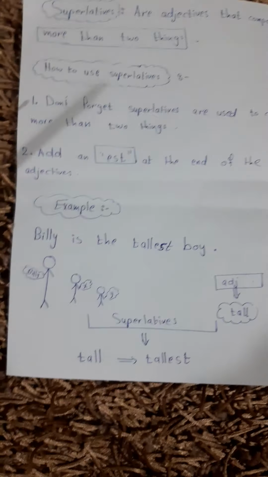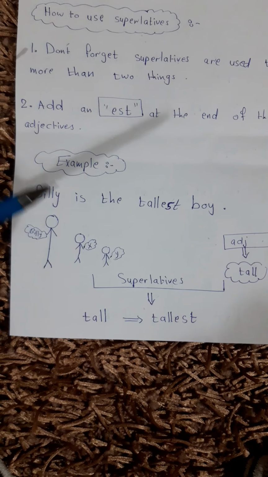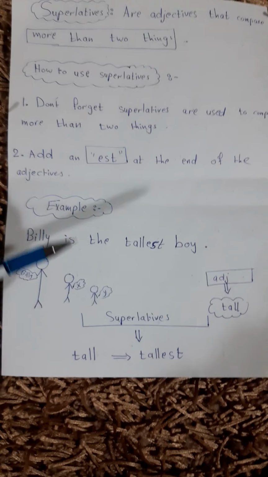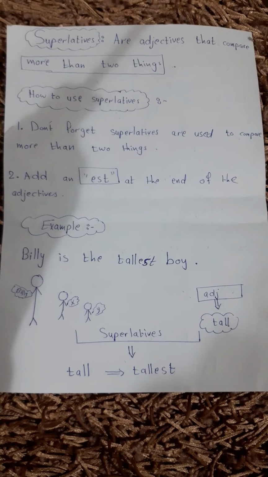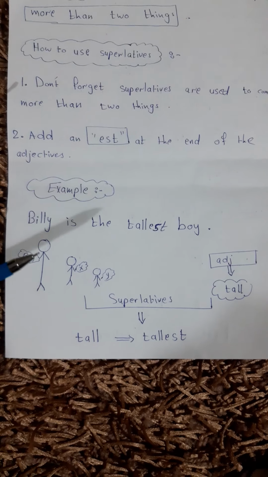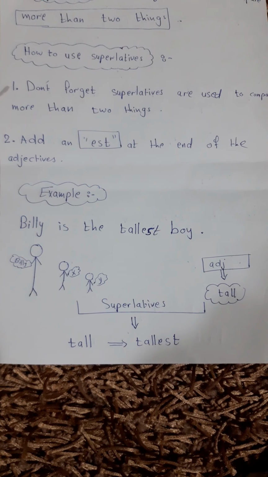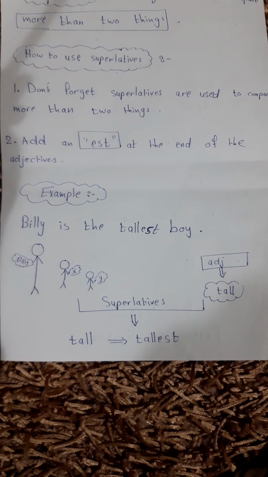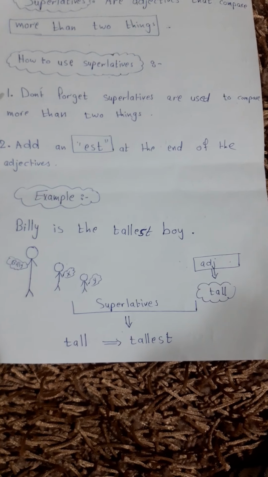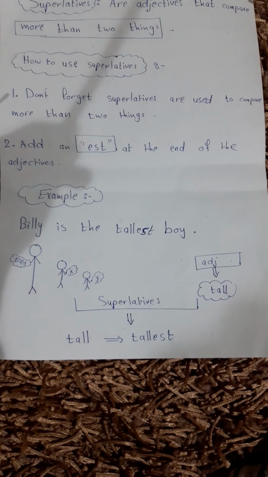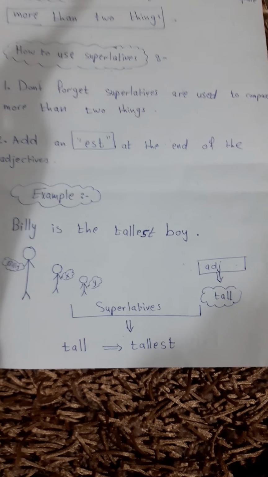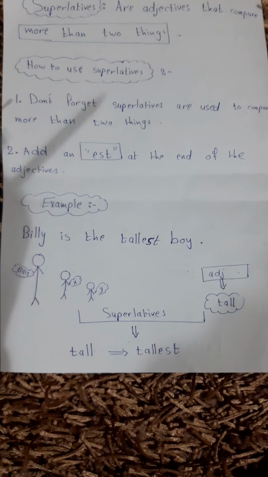Okay. Here we have one, two, three people. So superlatives are adjectives that compare more than two things. The adjective is tall. So, three people, adjective tall, we must use the superlative rule.